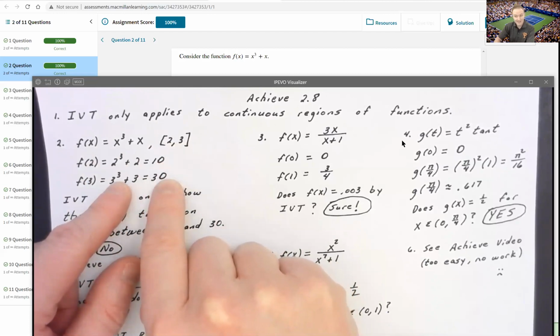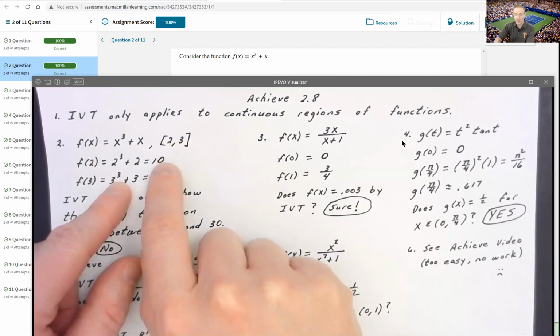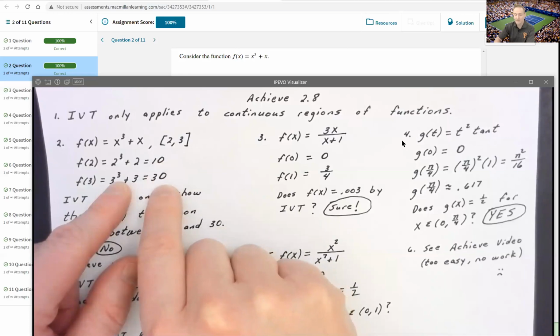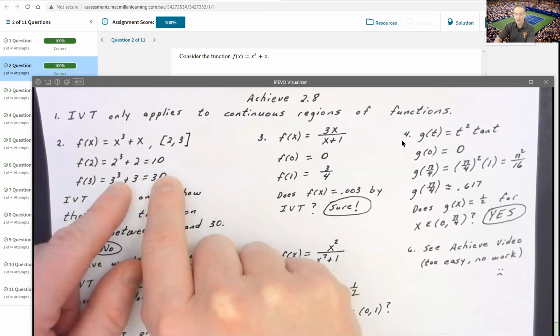Now, it doesn't stipulate that every single y value for x between 2 and 3 must be a y value between 10 and 30. That's not the case. So it could go below 10, it could go above 30. It's just saying that there will exist an x value for any y value in between 10 and 30.